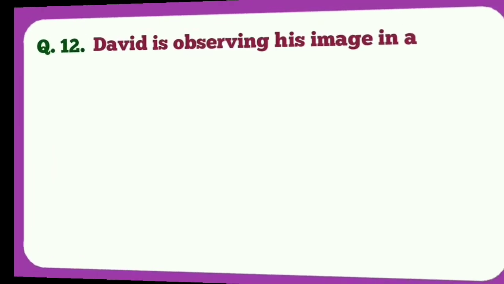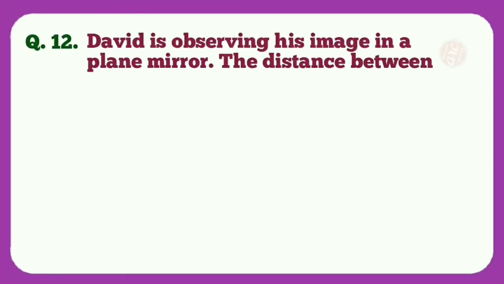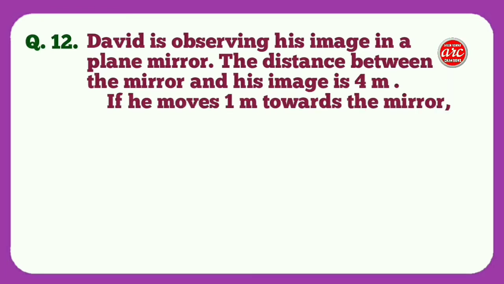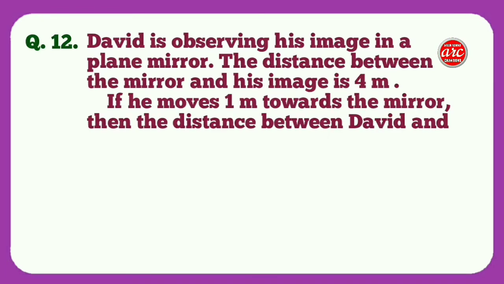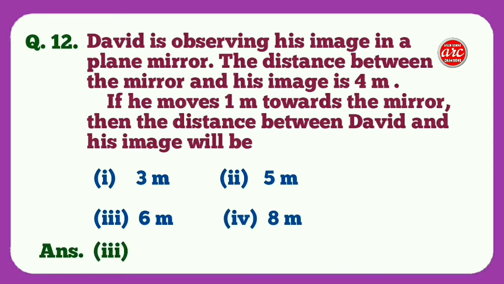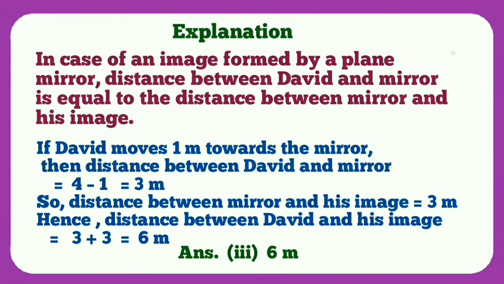Question number 12. David is observing his image in a plane mirror. The distance between the mirror and his image is 4 meter. If he moves 1 meter towards the mirror, then the distance between David and his image will be number 1 3 meter, number 2 5 meter, number 3 6 meter, number 4 8 meter. The correct answer is number 3 6 meter. The explanation of this question is shown on the screen.